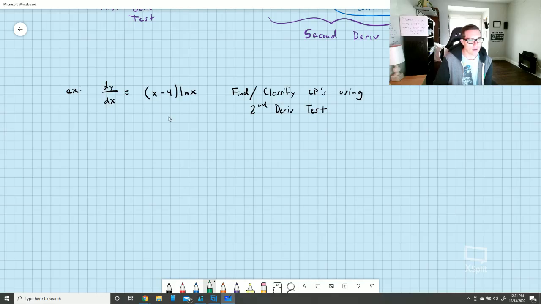Let's first find the critical points by setting the first derivative equal to 0. So we set it equal to 0. It's already been factored for us, so we set each factor equal to 0.